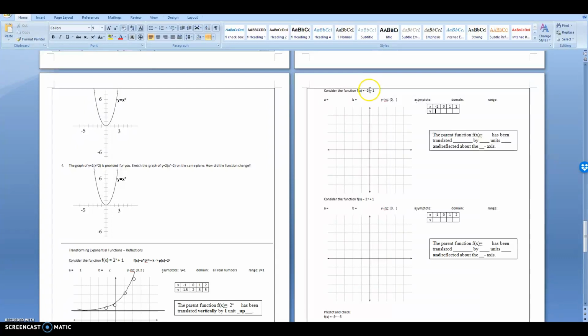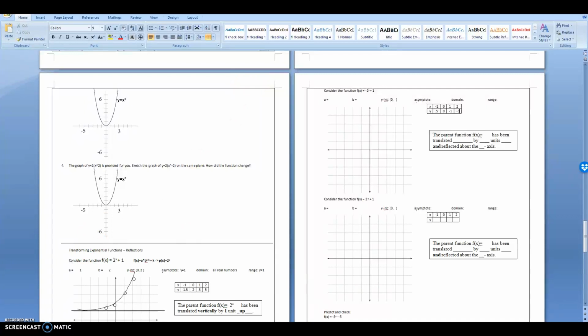So when I substitute a negative in here, 2 to the power of negative 1 is 1/2. We take the negative of that. Negative 1/2 plus 1 is positive 1/2. Okay, do something similar. 2 to the power of 0 is 1. Take the negative. Negative 1 plus 1 is 0. Negative 2 plus 1 is negative 1. Negative 4 plus 1 is negative 3.